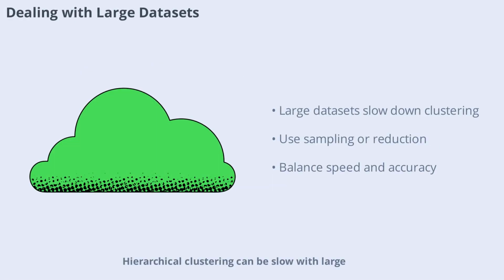Hierarchical clustering can be slow with large datasets because it requires many distance calculations. To speed things up, you can use sampling, dimensionality reduction, or approximate algorithms. These techniques help make hierarchical clustering feasible for bigger datasets without sacrificing too much accuracy. Always balance speed and precision based on your analysis needs.